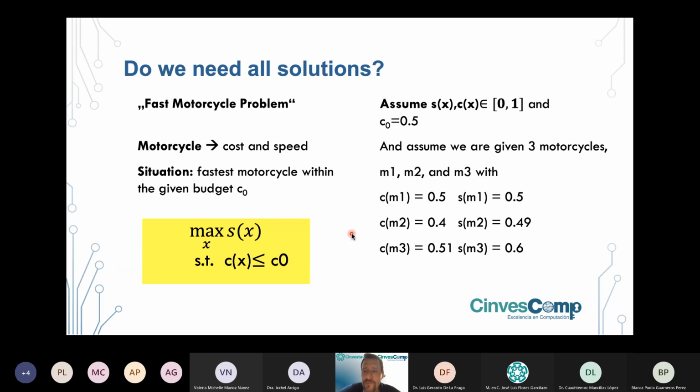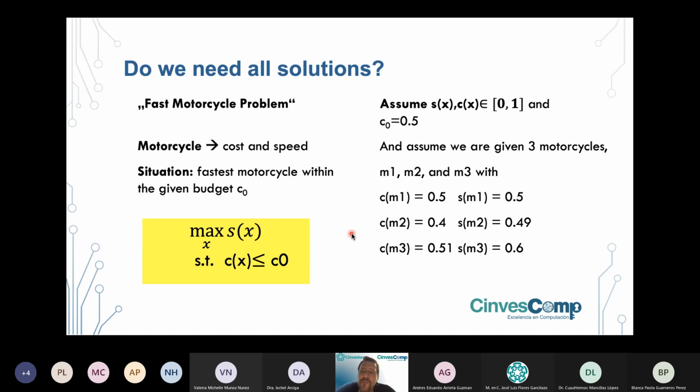Now we assume, for simplicity, that the speed and the cost are normalized. Well, just so that I don't have to come up with funny numbers. It's between 0 and 1, right? So take your favorite numbers, but we normalize it. So for the speed, of course, 0 is 0 and 1 is 300 kilometers per hour. I don't know, whatever you want to have. Similar for the cost. And that C0, the budget, is 0.5. Also, you can take any other number.